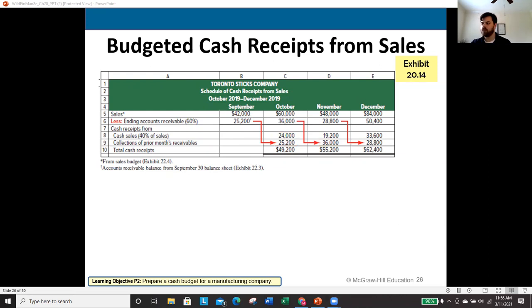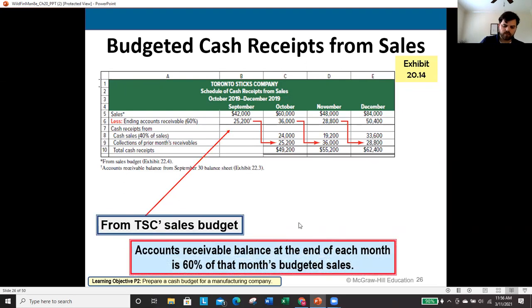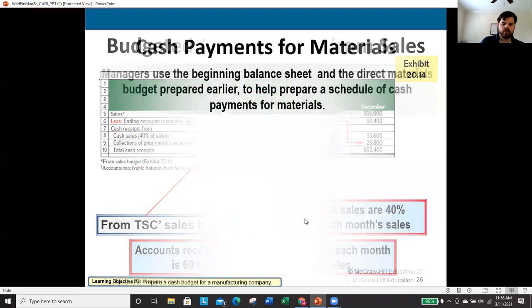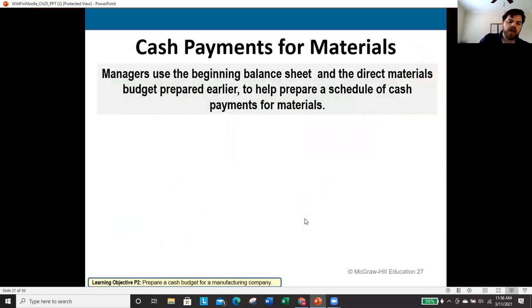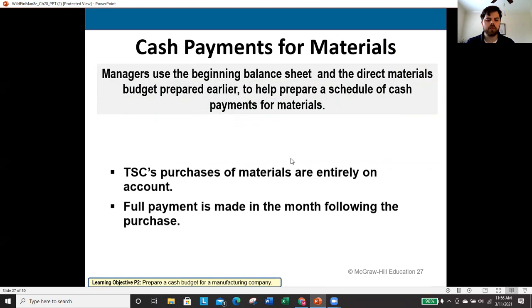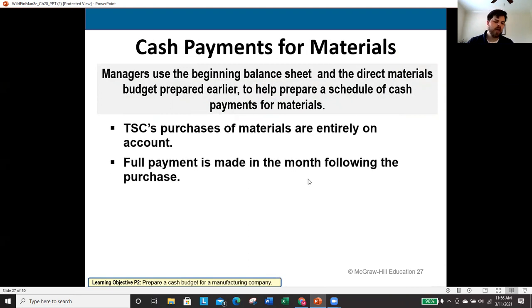Now, for my next piece of my cash budget, what we want to look at then is those payments for materials. So managers will typically use the beginning balance sheet and the direct materials budget that we saw earlier to help us prepare a schedule for cash payments. Now, in this case, they tell me TSC's purchases of materials are entirely on account, and notice that full payment is made the month following the purchase.